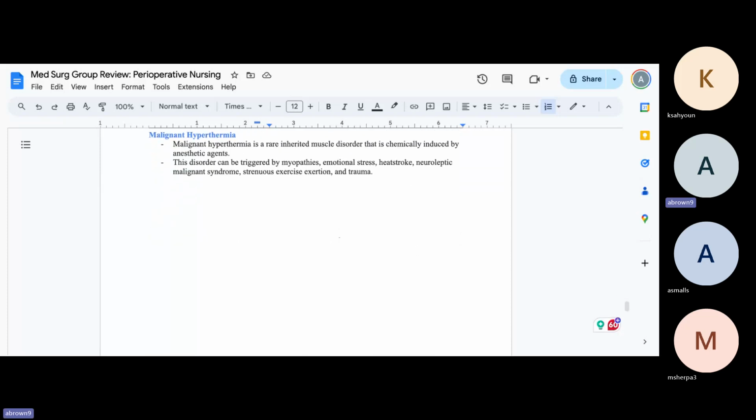Malignant hyperthermia is a rare inherited muscle disorder that's chemically induced by anesthetic agents. So it's induced by certain medications. This disorder can be triggered by emotional stress, heat stroke, NMS, which you'll learn in psych, so don't pay too much attention to that. Strenuous exercise exertion and trauma.